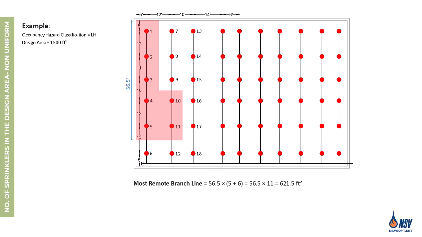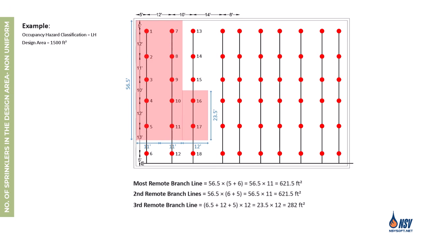We continue this process, adding sprinklers and calculating their contribution until the total design area reaches at least 1,500 square feet. By selecting 12 sprinklers, the design area reaches 1,525 square feet, which is greater than the minimum required by NFPA 13 and therefore acceptable.